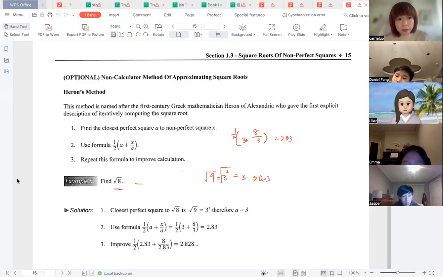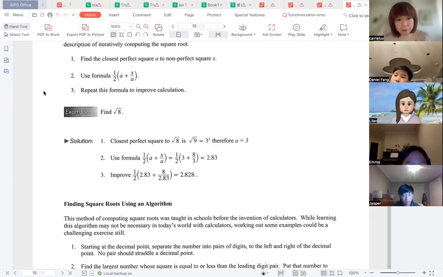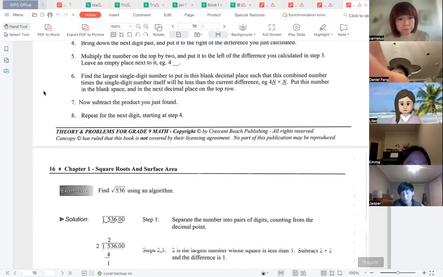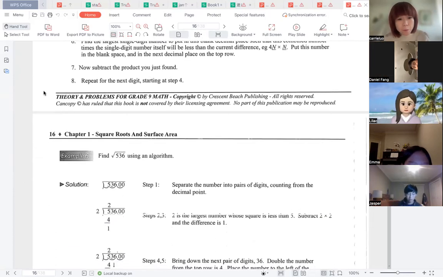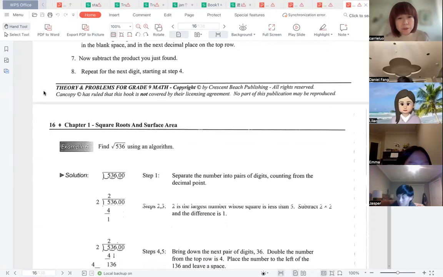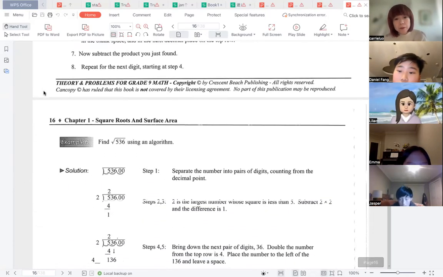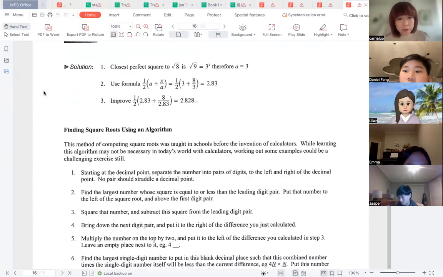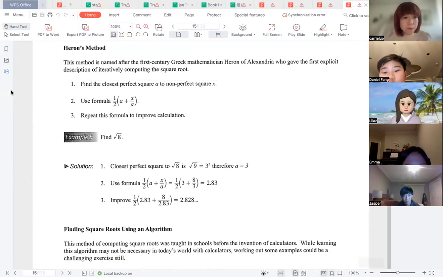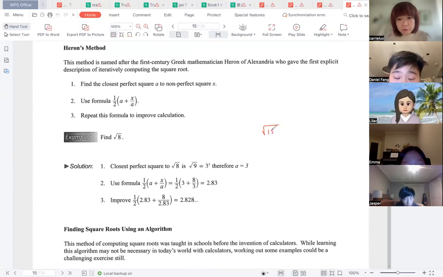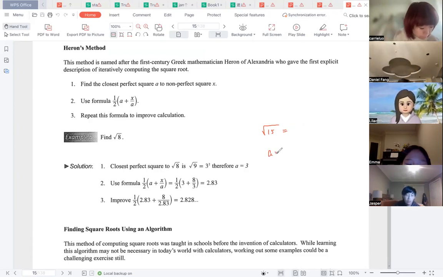Okay, so we're going to try to do one question together with you. There's another algorithm, but you know what? We're not going to use this method right now. We're just using these two first because I don't want you to get overwhelmed. So let's take a look at this one. Square root of 15 equals what? Who can tell me A equals what based on this question? Jasper.